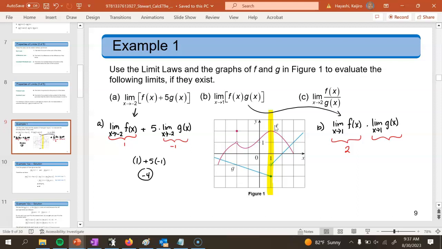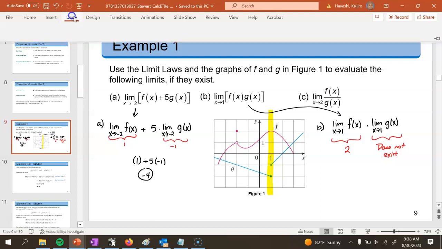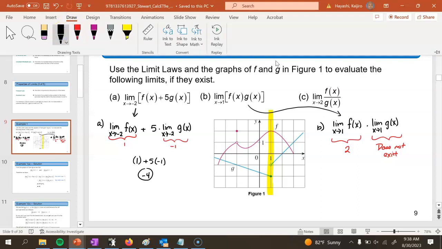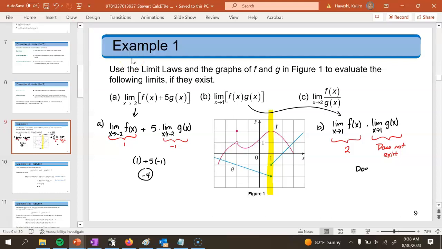So does a general limit for g exist as x approaches 1? No. This does not exist. So a limit that is 2 times a limit that fails to exist results in a limit that fails to exist. So this limit described in b does not exist.